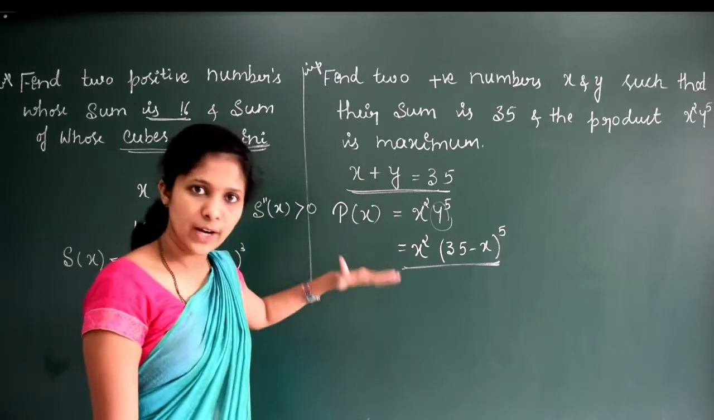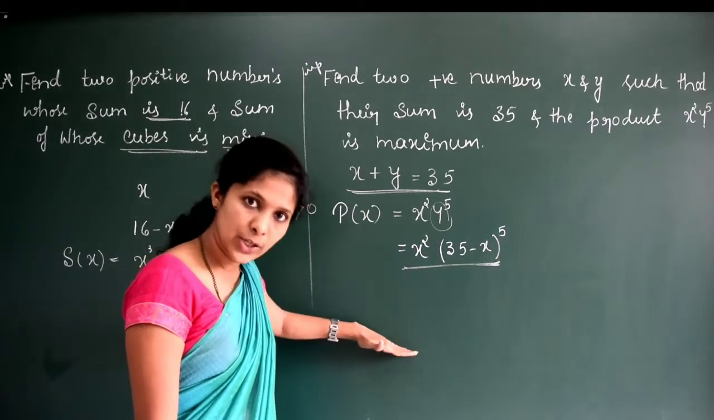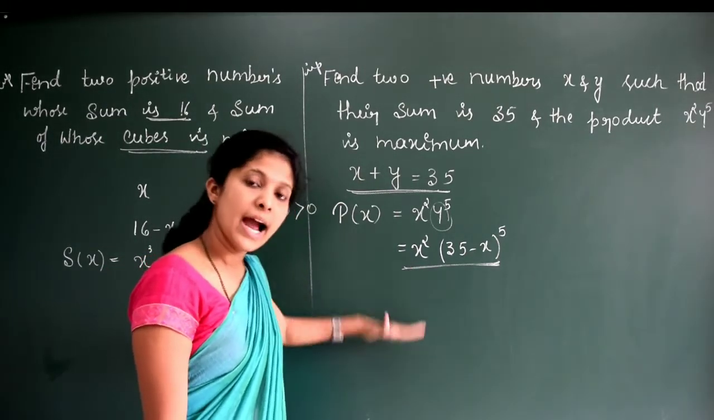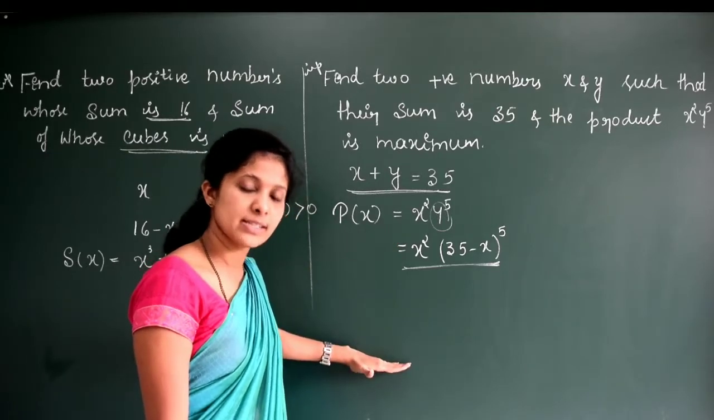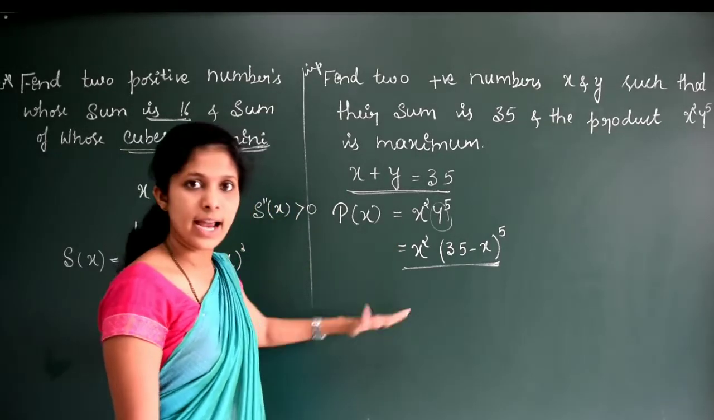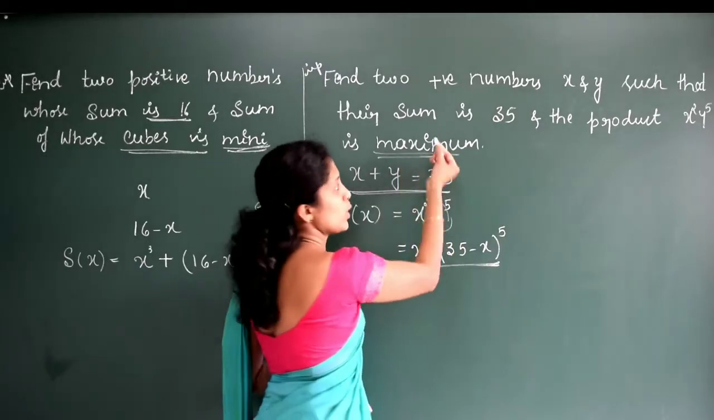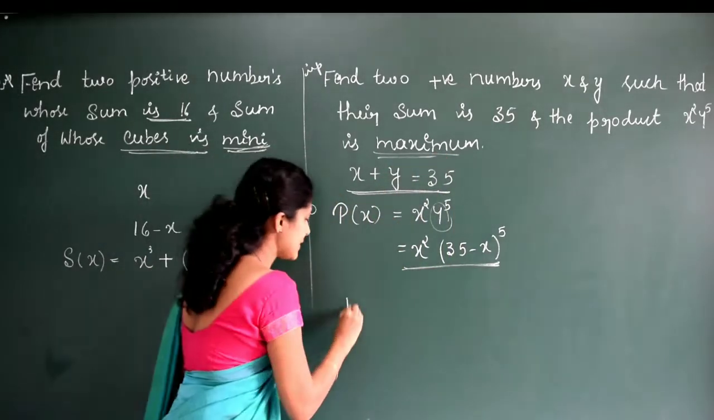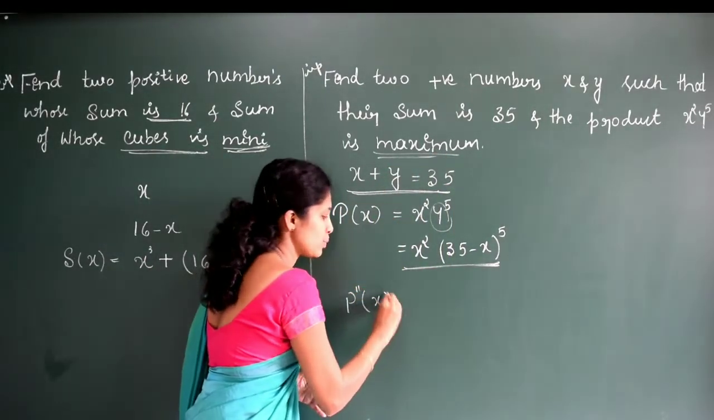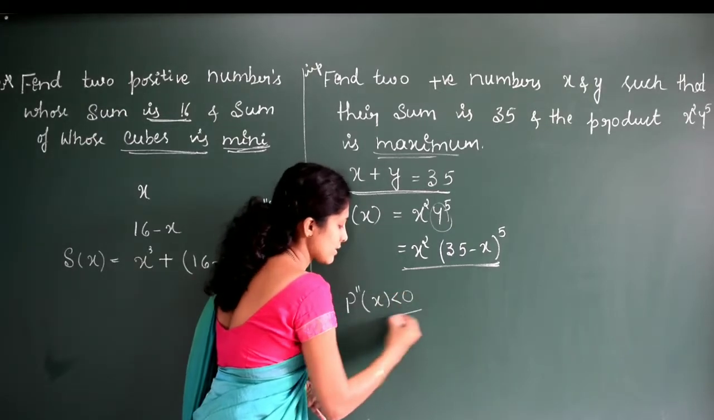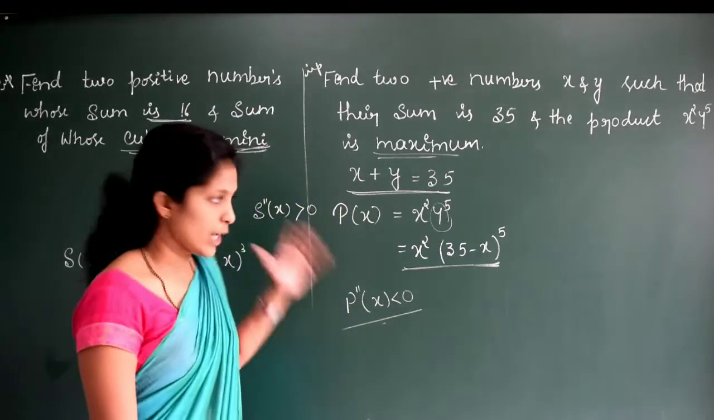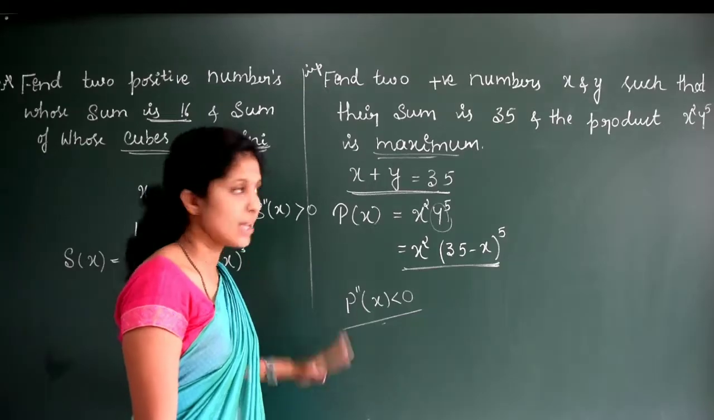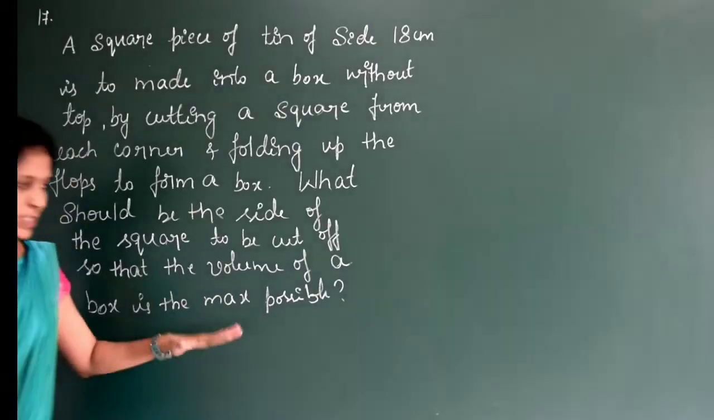Is it clear? First find P dash of x, then equate to 0 and you will get the critical point. Then again find P double dash of x, substitute those points and find the maximum value. To find the maximum value, P double dash of x should be less than 0. You have to get that as a negative value. I hope you can do these problems, complete it. It is an important one.